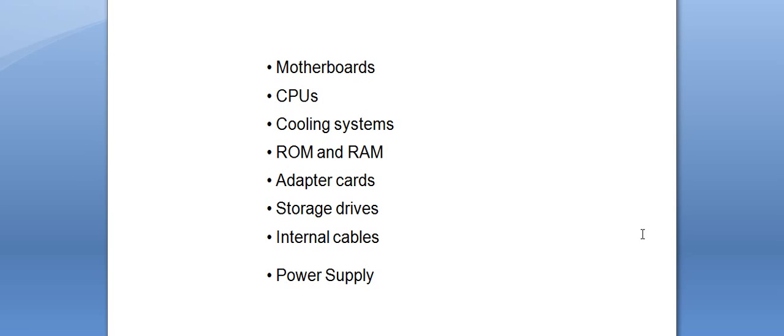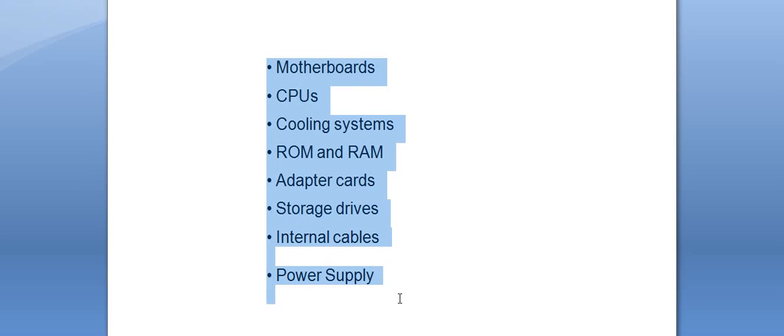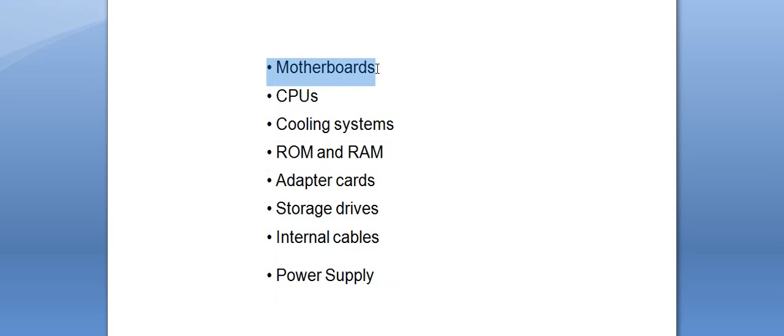So as you can see here, I've got a list of the internal components that we're going to start off having a look at. In this tutorial we're going to have a look at motherboards. Then we look at CPUs, cooling systems, ROM and RAM, adapter cards, storage drives, internal cables, and then power supply. And then I'll have to make some new tutorials, I guess. So let's start off with motherboards.